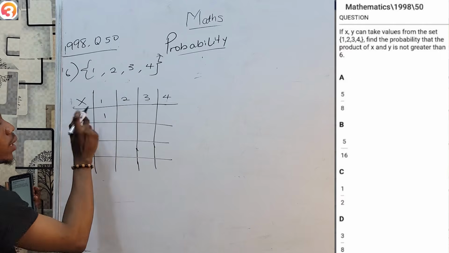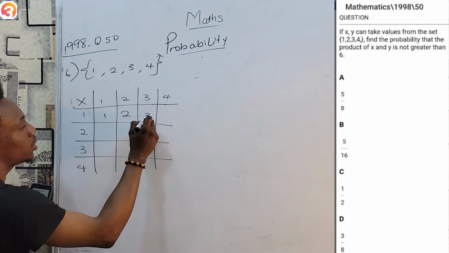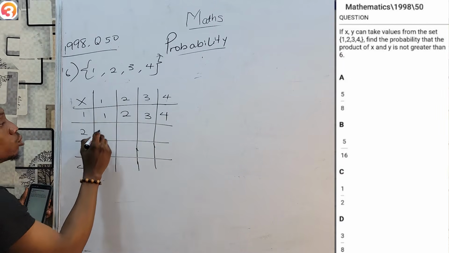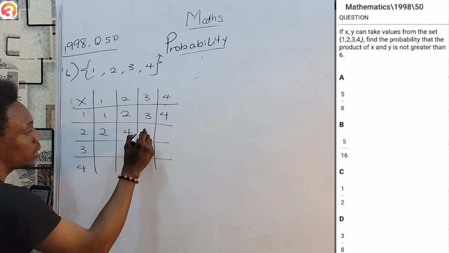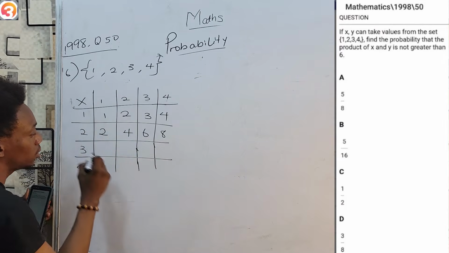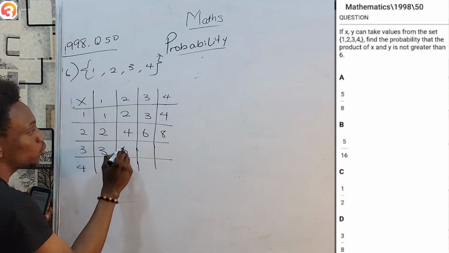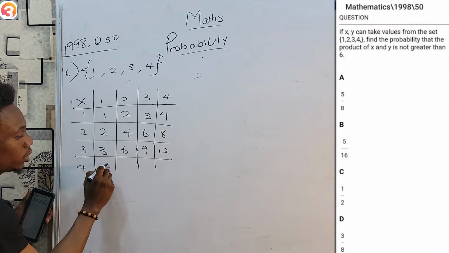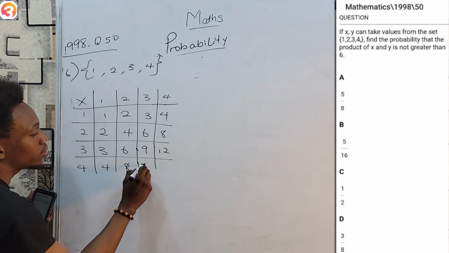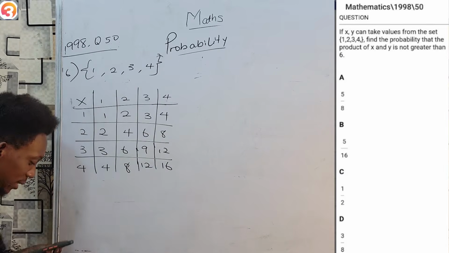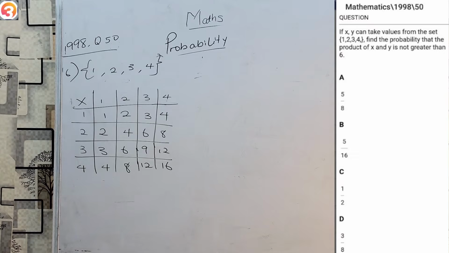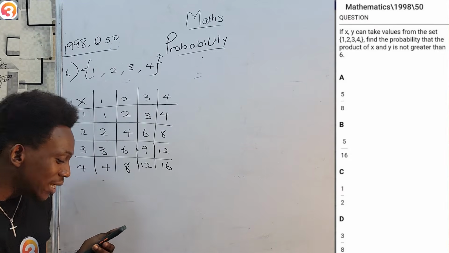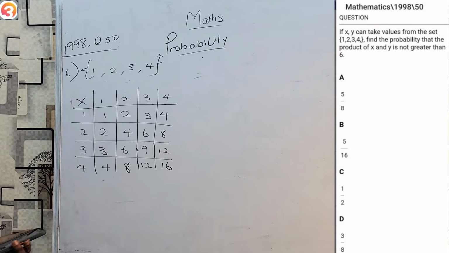Well, 1 times 1 is 1, 1 times 2 is 2, 1 times 3 is 3, 1 times 4 is 4. 2 times 1 is 2, 2 times 2 is 4, 2 times 3 is 6, 2 times 4 is 8. 3 times 1 is 3, 3 times 2 is 6, 3 times 3 is 9, 3 times 4 is 12. 4 times 1 is 4, 4 times 2 is 8, 4 times 3 is 12, 4 times 4 is 16. So I want to find the probability that the product is not greater than 6.